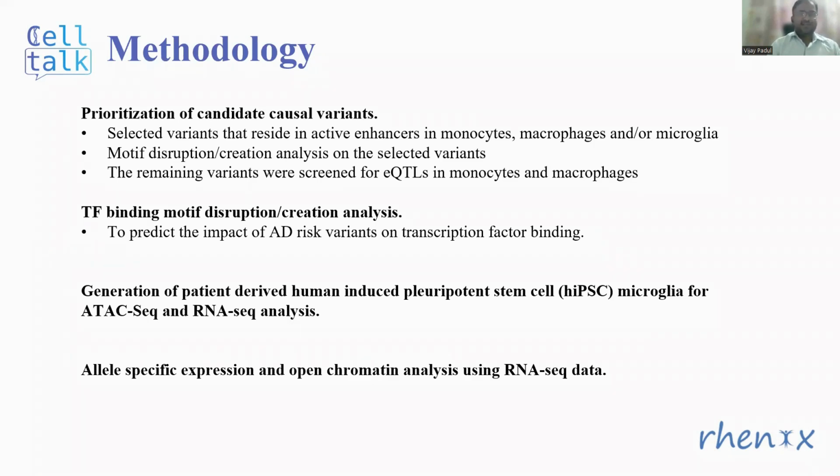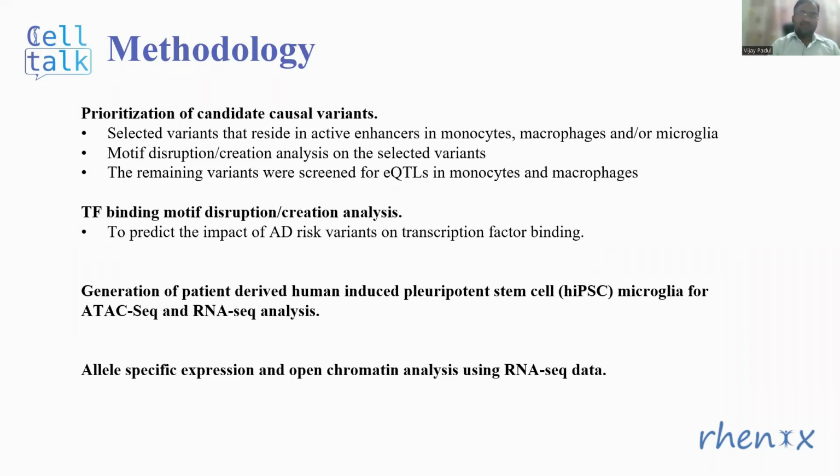So they selected the variants that reside in the active enhancers of the monocyte, macrophages and microglia. These are the myeloid cells. So as the study is focusing on the myeloid cells, they identified those variants that are residing in the enhancers and promoter regions of these microglial genes. And then motif disruption creation analysis on the selected variants. Those variants that have been highly associated with the Alzheimer's disease phenotype, are they disrupting existing motifs of the nucleotide sequences that are involved in protein binding, some transcription factor binding, or are they creating some transcription factor binding motif in the genome? That was the second criteria.